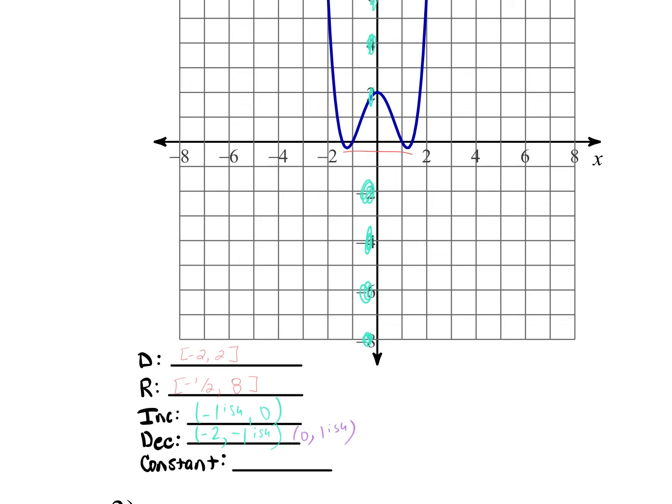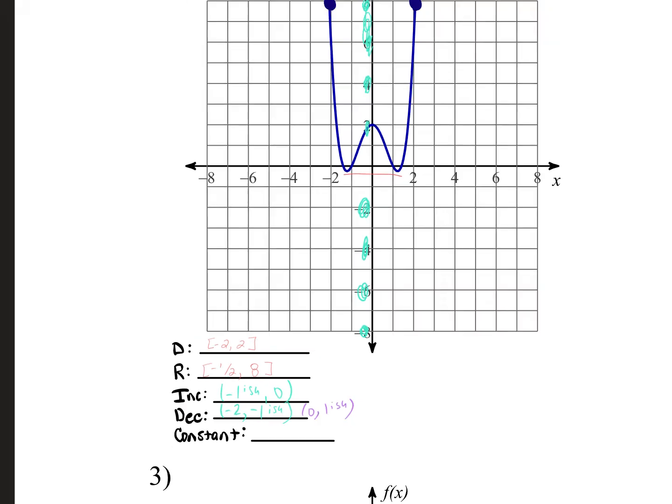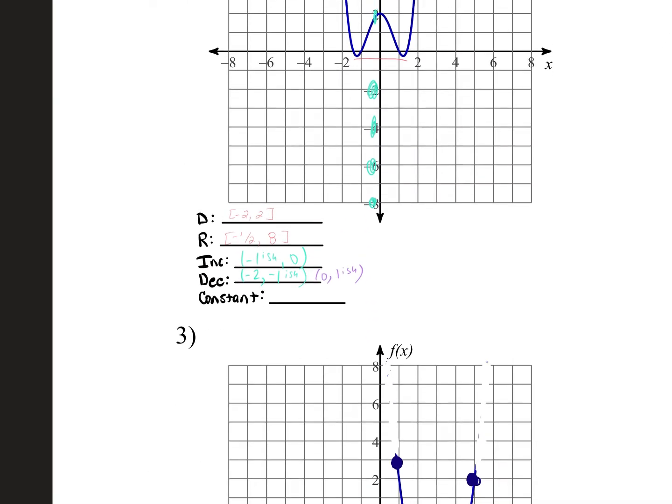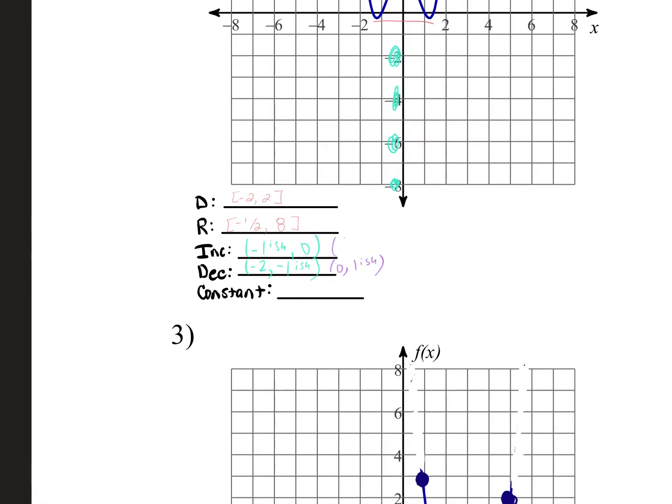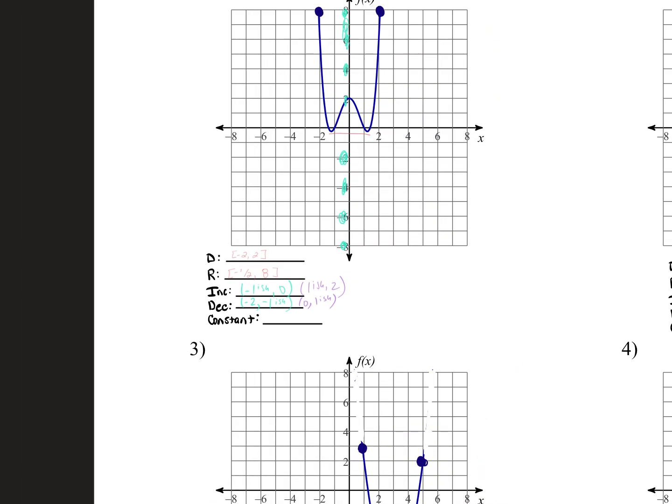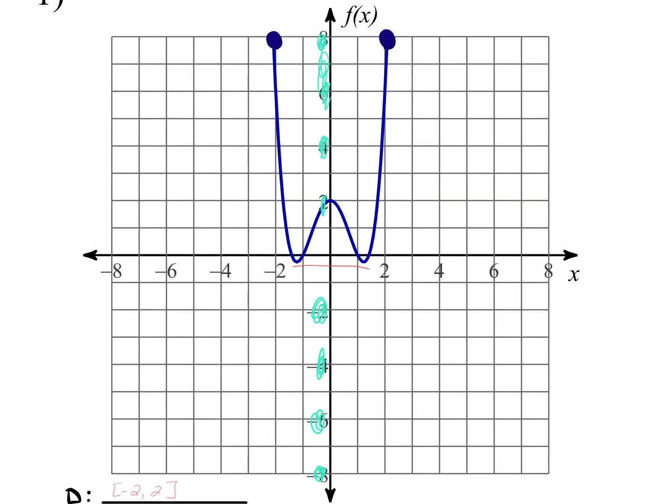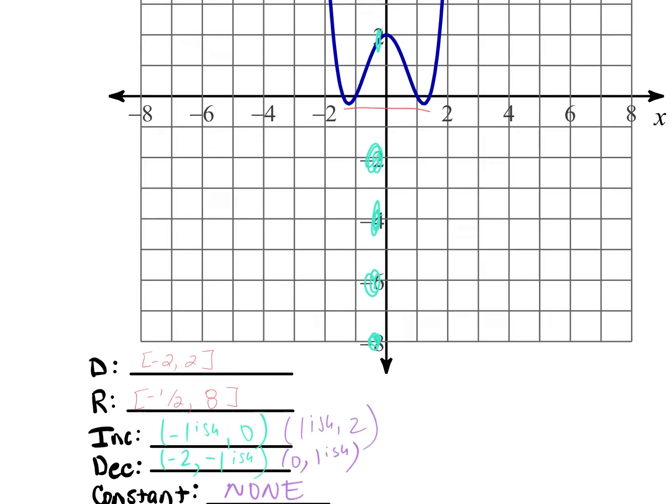And then what does it decide to do? Go back up. From where to where? From 1-ish to 2. Now, what do you notice you didn't write? Constant. Is there an area that your graph stays nice and flat? No. So your answer for constant would be none or no. NA. Don't just leave it blank. Yes, ma'am. Sure. Zoom in. Yep.